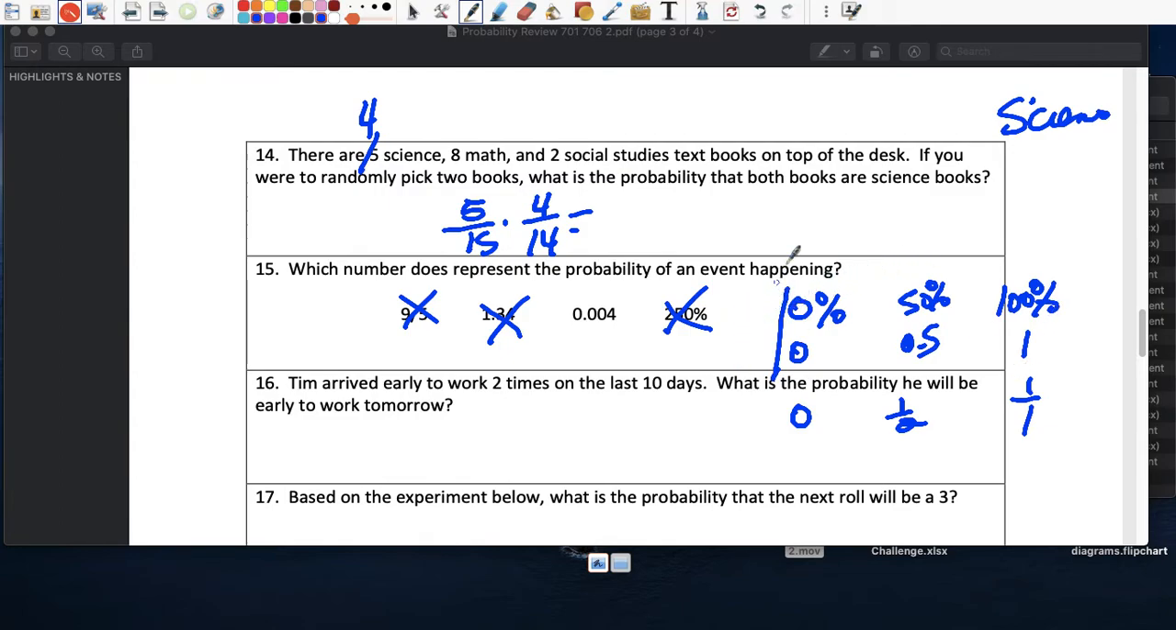We want any number from 0 to 100, either in fraction, decimal, or percent format, and 0.004 is actually right here, right? Very close to 0. So it's a very tiny chance. So this actually represents the probability of something happening.